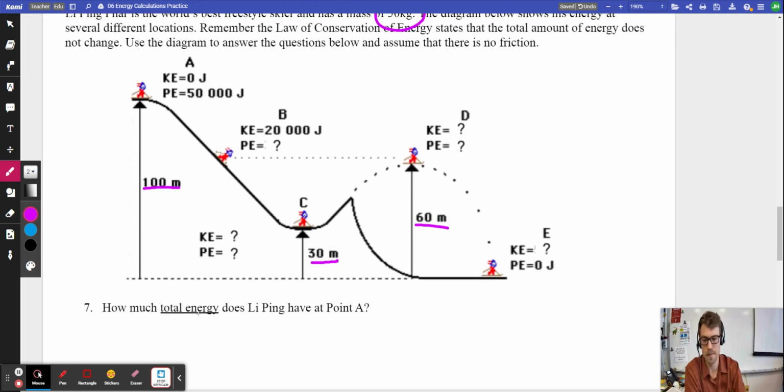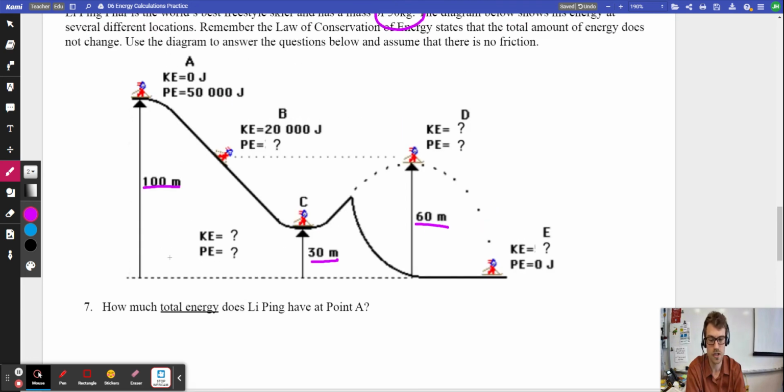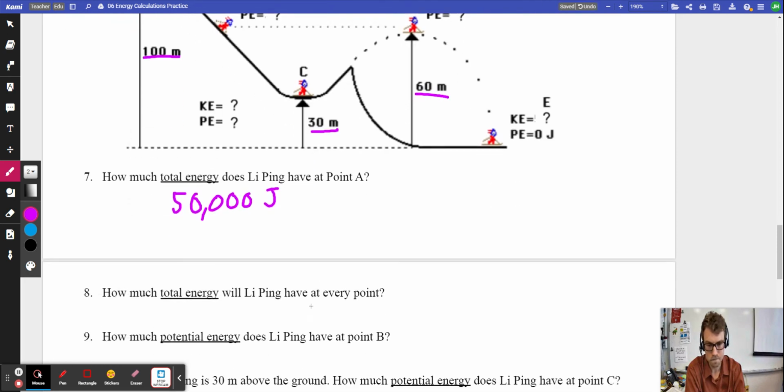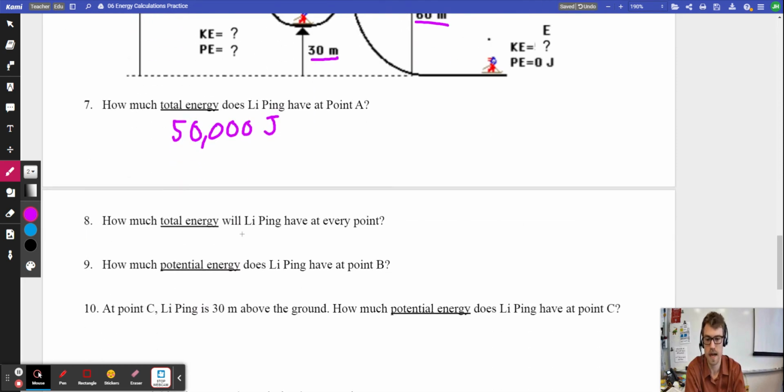So the first question says, how much total energy does Li Ping have at point A? So at point A, we have 0 joules of kinetic energy and 50,000 joules of potential energy. So how much total energy is that? Well, to find the total, you're just going to add those up, which of course is just going to give us 50,000 joules.